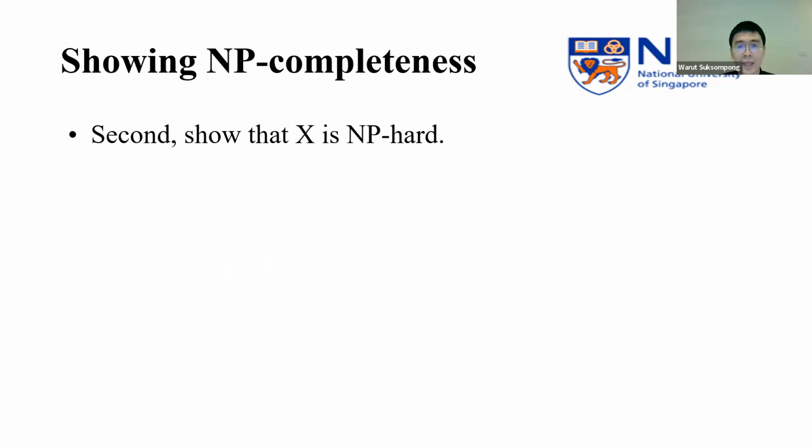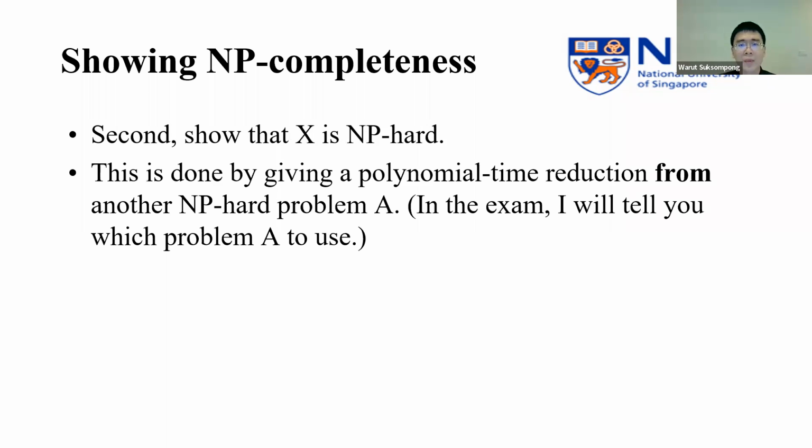Okay, so what does it mean to show that X is NP hard? In order to show that X is NP hard, you have to reduce from another NP hard problem. Let's call it A. Make sure to get this direction right, because if you get the direction wrong, then it doesn't matter what else you do. Your reduction is going to be wrong. So you have to start with a different problem.